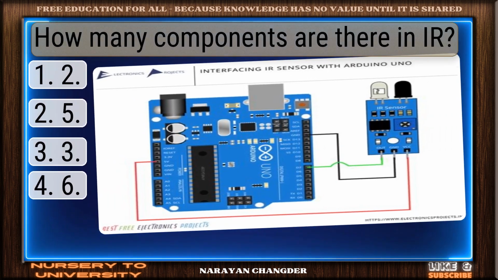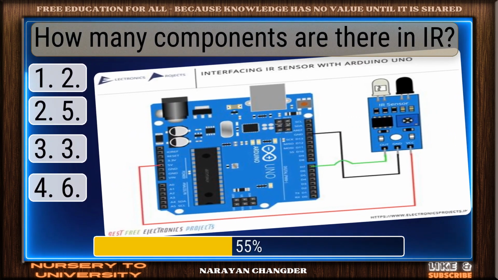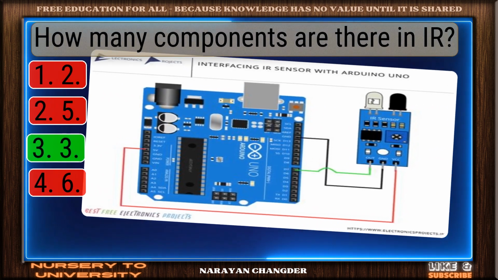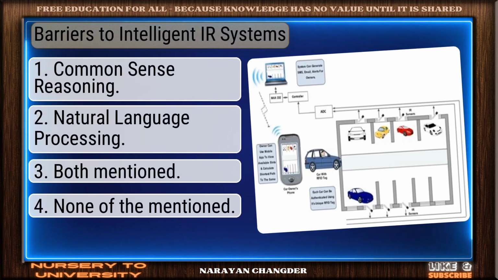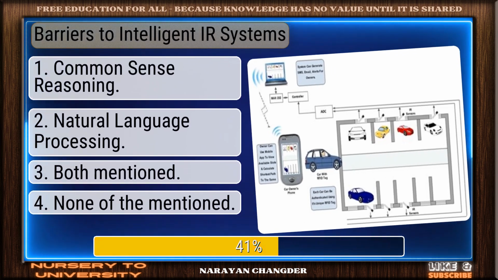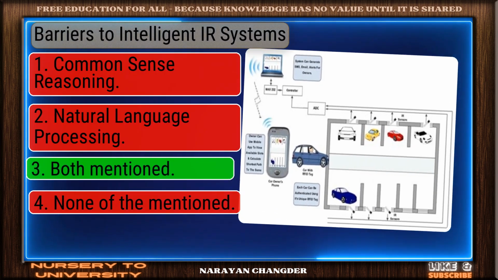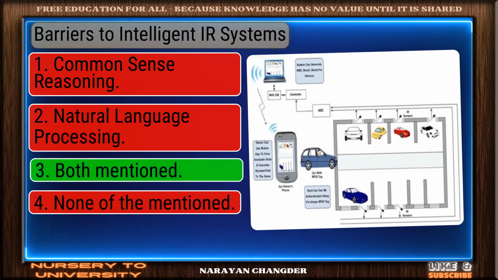How many components are there in IR? Nicely done. 3 is a solid answer. Barriers to intelligent systems. Correct response. Both mentioned is the most accurate answer.